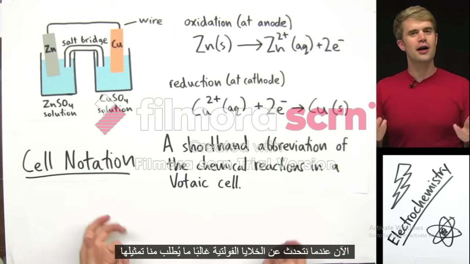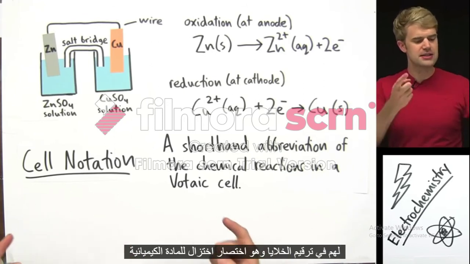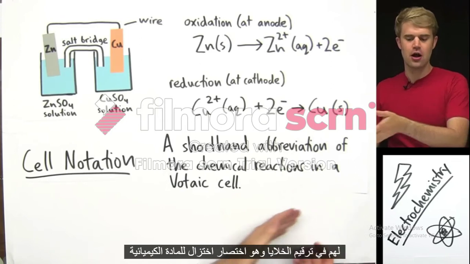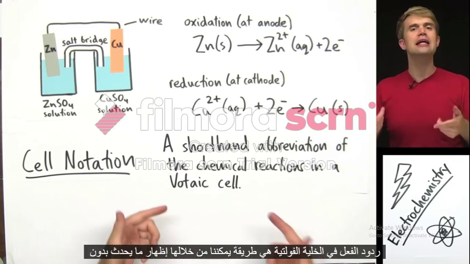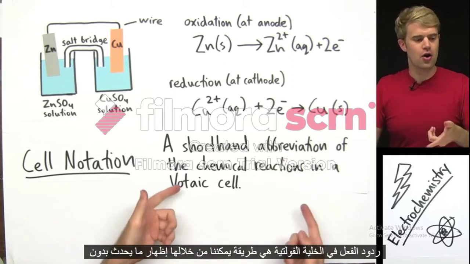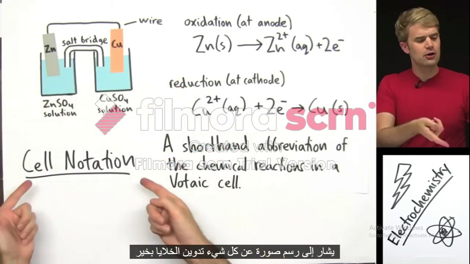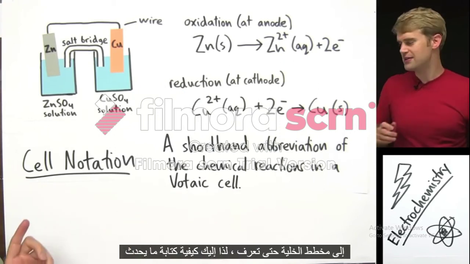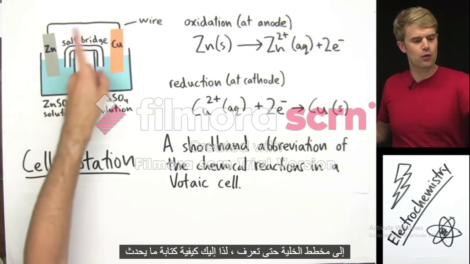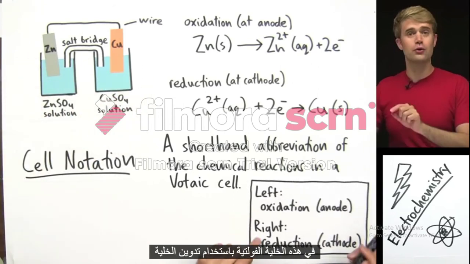Now, when we're talking about voltaic cells, we're often asked to represent them in cell notation, which is a shorthand abbreviation of the chemical reactions in the voltaic cell. It's a way that we can show what's going on without drawing a picture of the whole thing. Okay? Cell notation is sometimes referred to as a cell diagram, just so you know. So here's how we would write what's going on in this voltaic cell using cell notation.